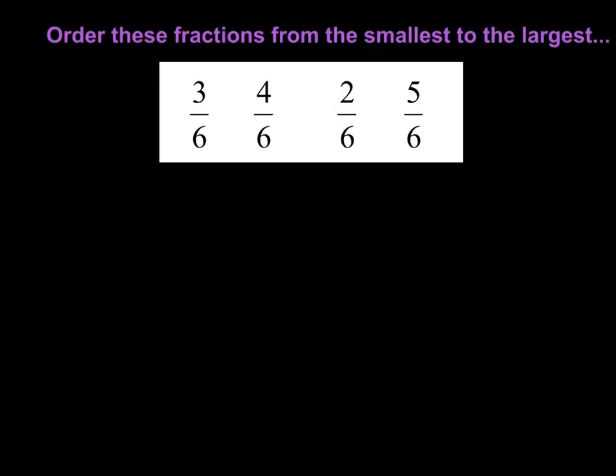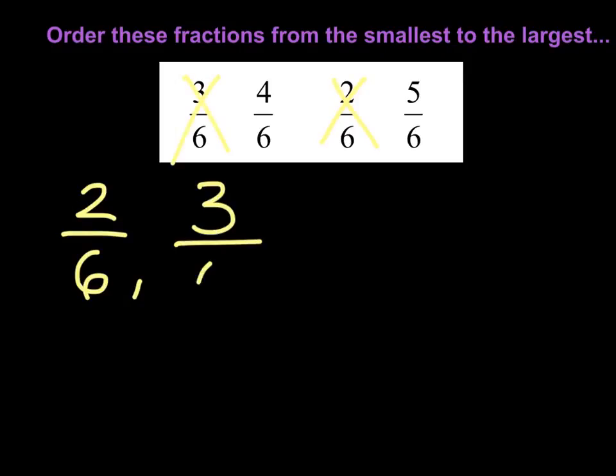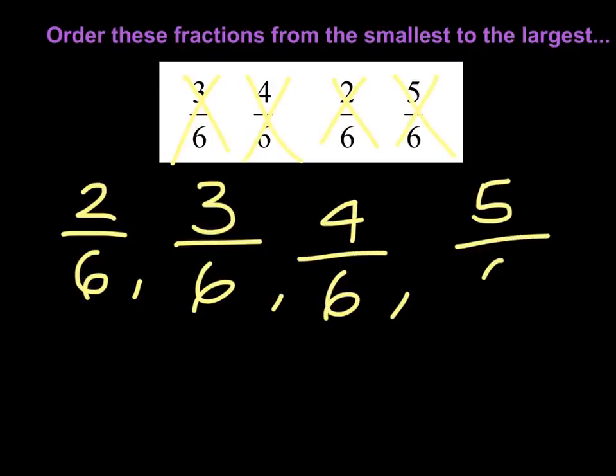So the smallest fraction is 2 out of 6. The next one is going to be 3 out of 6. The next one is going to be 4 out of 6. And the biggest fraction is 5 out of 6. Again, this was quite simple because all the denominators were the same.